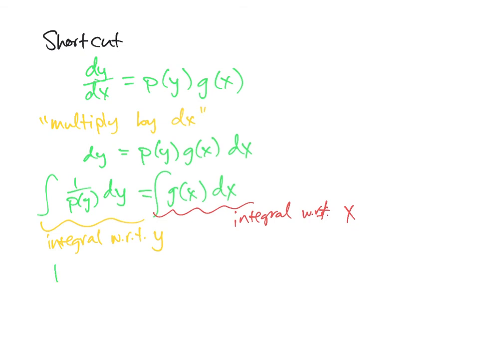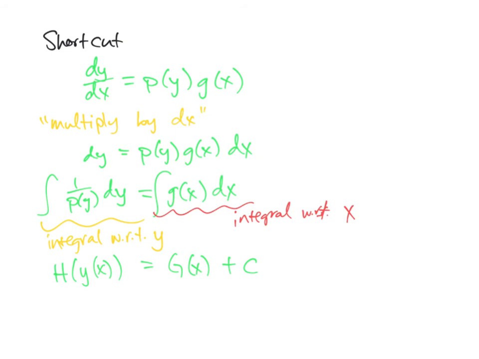So now we find an h of y, or antiderivative of 1 over p, and y is a function of x. And on the right-hand side, we take an antiderivative and get our g of x, and then we always remember that we have to add a constant. So that's just sort of the shortcut reminder for how to do this. These are actually pretty simple.